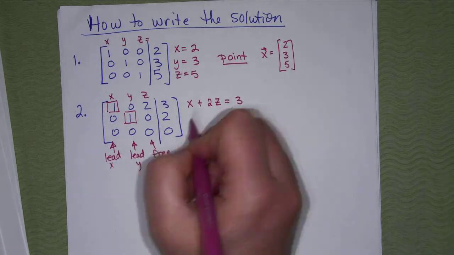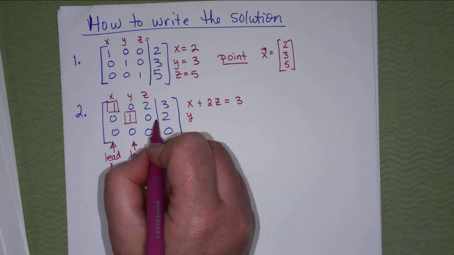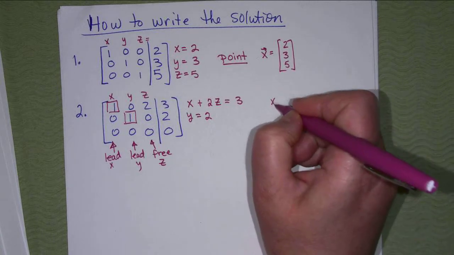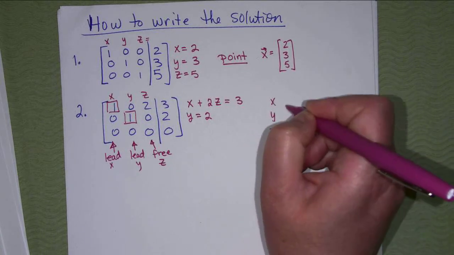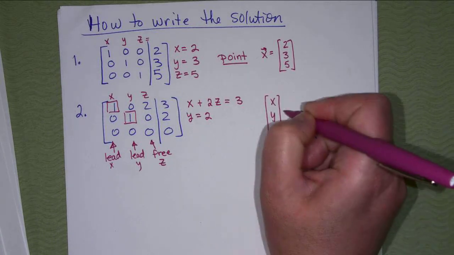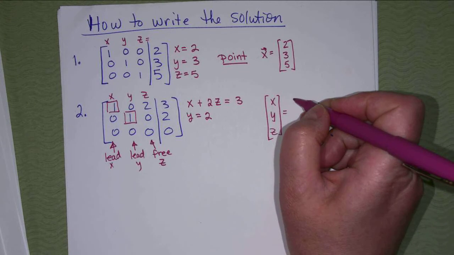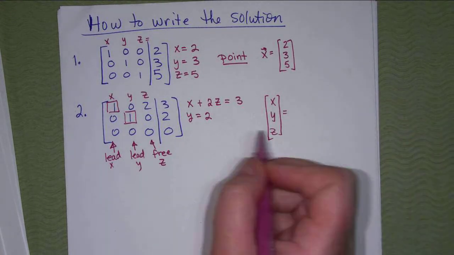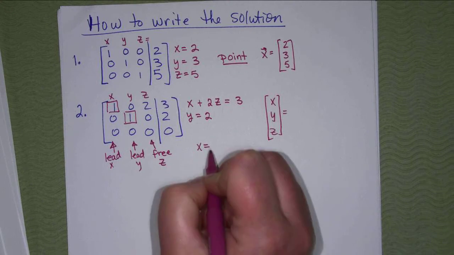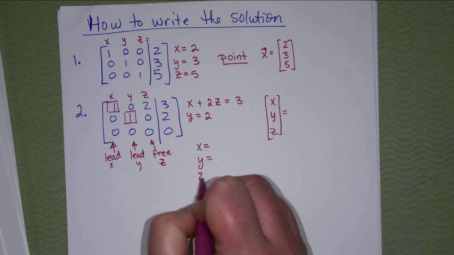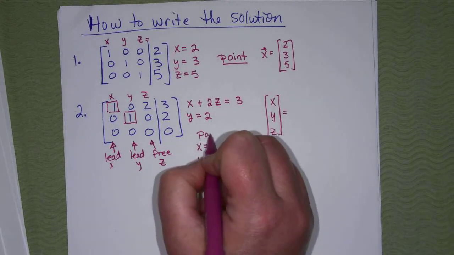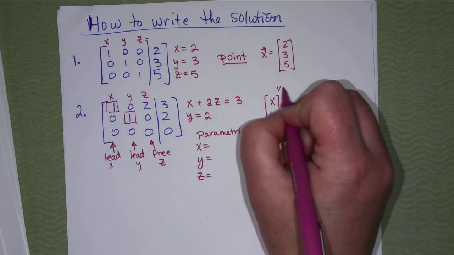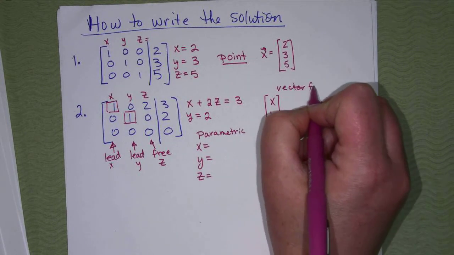Now our solution, remember, is x, y, z equals. Okay, so we need to have an answer. Let's start with the parametric form. X equals, Y equals, Z equals. So parametric form. And this will be vector form. All right, so here's our equations. The only thing I can put in right now is that 2.